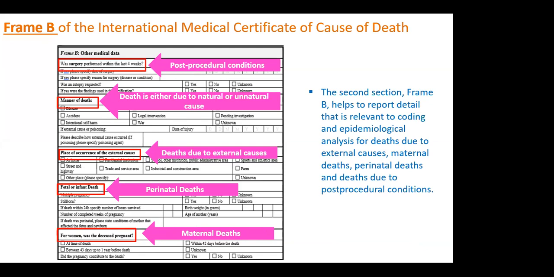Then you have the section for maternal deaths. So if somebody who died was a woman, pregnant or not, you have to fill this part. Whether the woman was an 80-year-old, you still have to fill this part. You say, no, the woman was not pregnant. Even if the woman was 100 years and there's no possibility that she'll ever get pregnant.